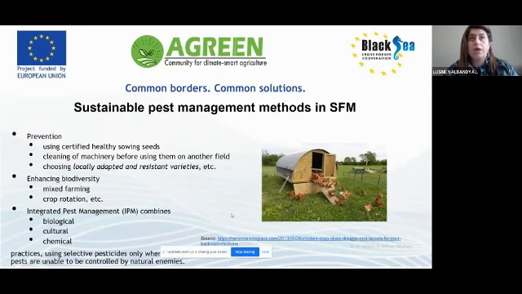Only in that sense the chemical control can come in, and even in that case it should be followed with very strict rules, trying to use the less harmful chemical pesticides first, and then go to the more poisonous ones if it's not helping. So the first component of integrated pest management is prevention, instead of direct control when the problem has already appeared.